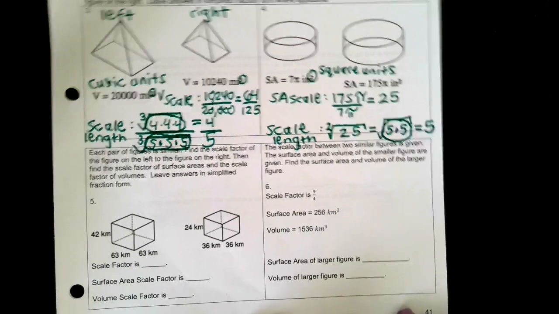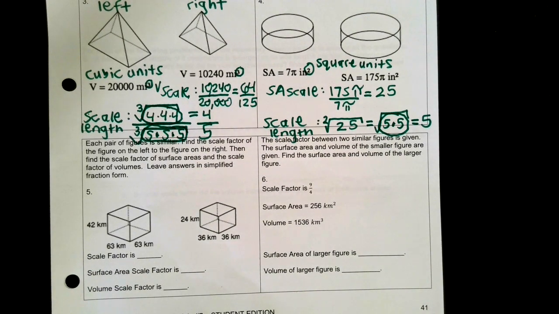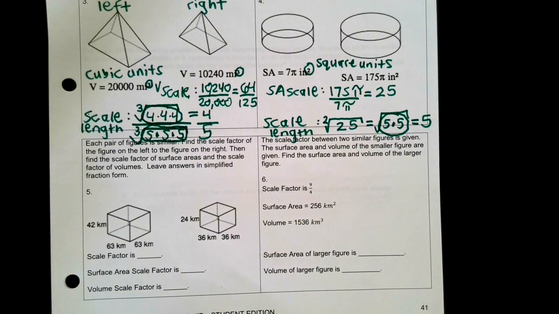All right, moving on to number 5. It says that each pair of figures is similar. Find the scale factor of the figure on the left to the figure on the right. Then find the scale factor of the surface areas and the scale factor of the volumes. Leave answers in simplified fraction form.